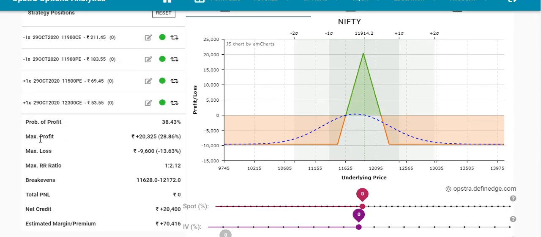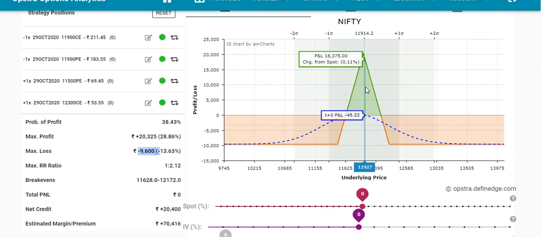So guys, in this you can see the probability here is 38.43, the maximum profit is 20,000 and the maximum loss is 9,600. So our downside is protected. It doesn't matter where the market is, how much it is going up or how much it is going down, our maximum loss is defined already. And this is the green area where we will make our profit, and in between, you can see here, this is the area where we will make our maximum profit.